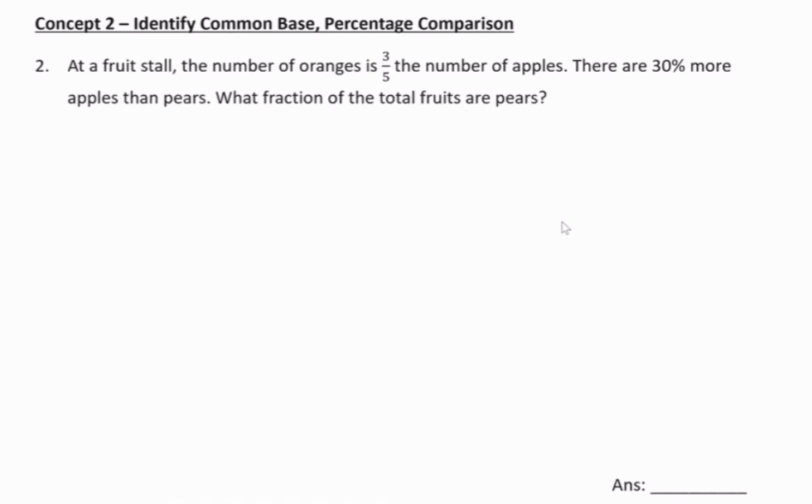Okay, at a fruit stall, the number of oranges is 3/5 the number of apples. There are 30% more apples than pears. What fraction of the total fruits are pears? So in the first sentence, what we want to do is to express everything into ratio. Then we find common base. The first sentence tells us that oranges to apples will be 3 for oranges, apples will be 5. So 3 to 5.